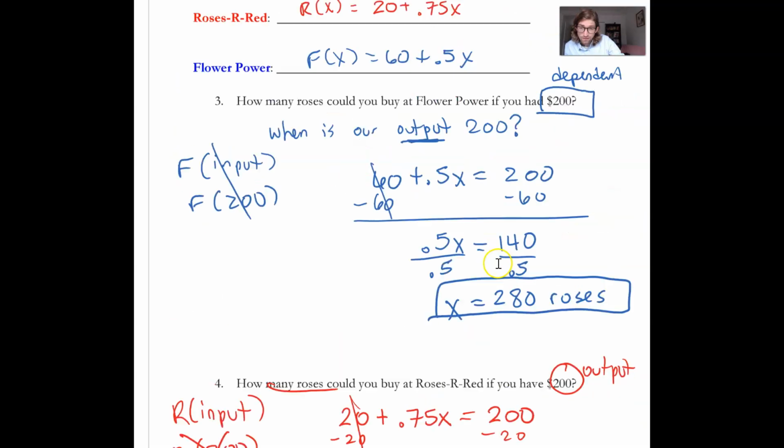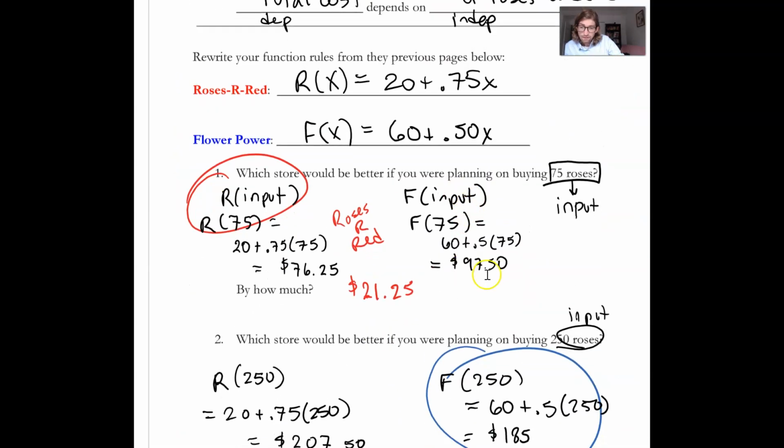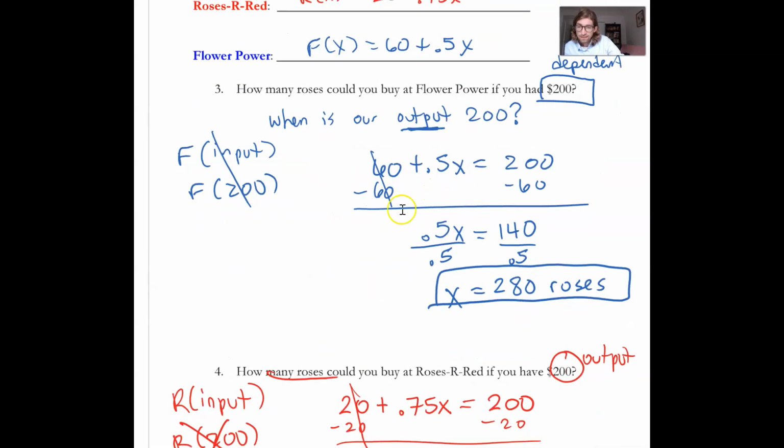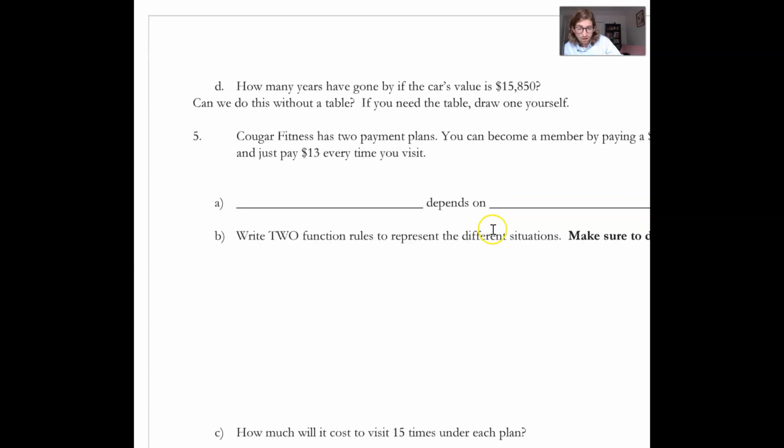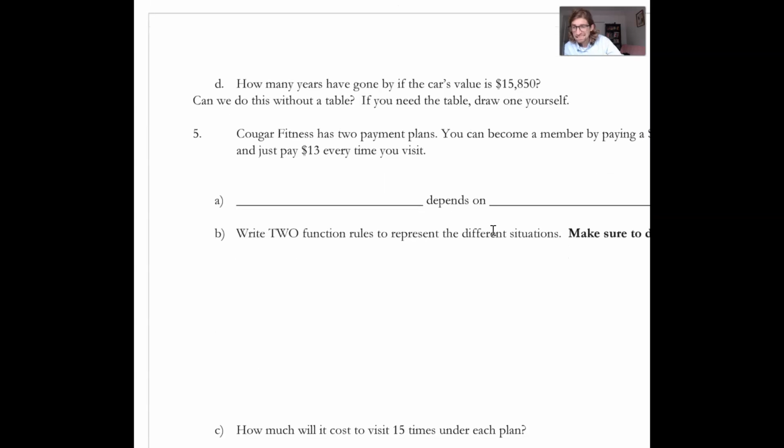So that's a little bit different there. For the slide before, we were calculating what our cost would be depending on how many roses we bought. Whereas in this slide, we were saying we only have this much money, we only have this much output. How much input could we have? And we calculated it that way. So now what I want you to do is jump all the way over to slide 19. We're going to do a problem together, and then I'll talk about your homework.